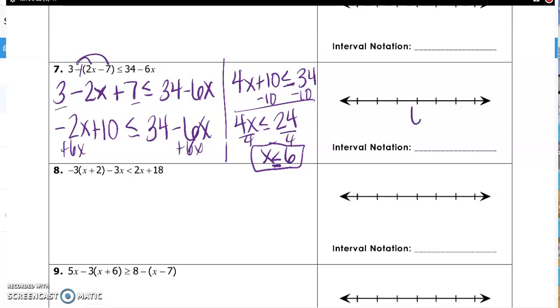So we would have 6, 7, and 5. Closed circle at 6 and again shaded to the left. So again, we start at negative infinity with a parenthesis, comma, 6 needs a bracket because it's a closed circle. We are including the 6.